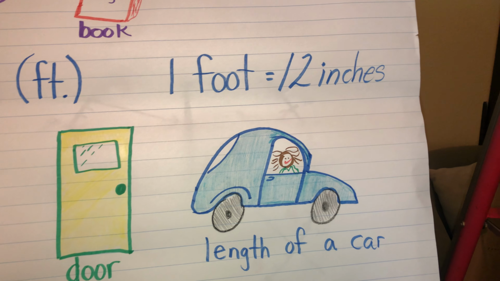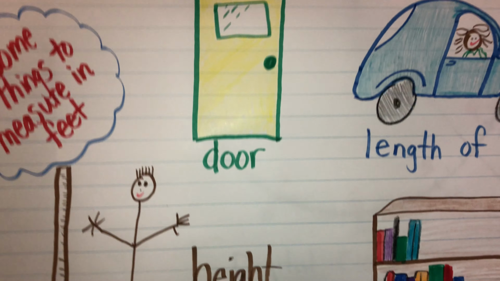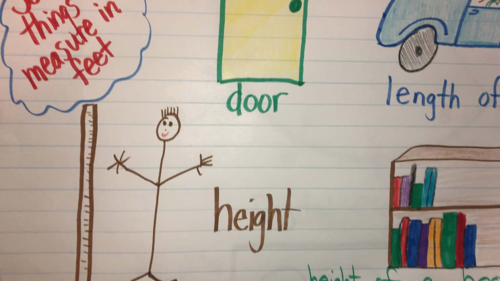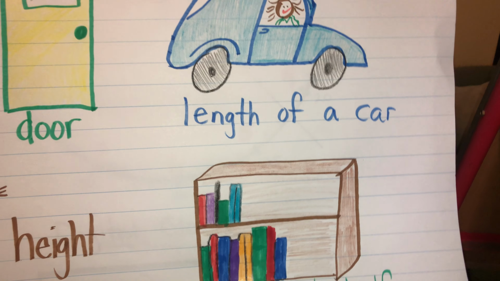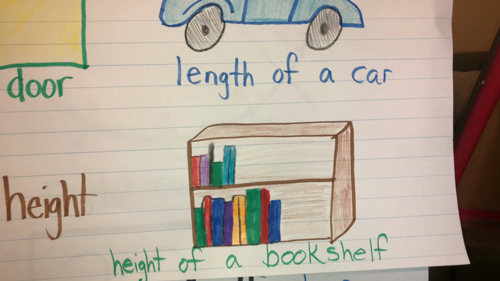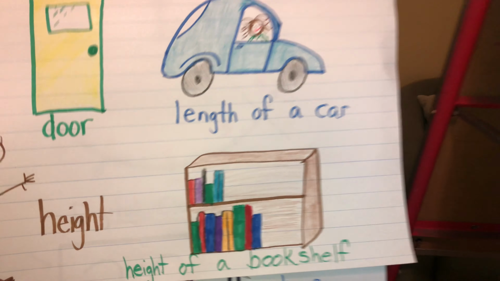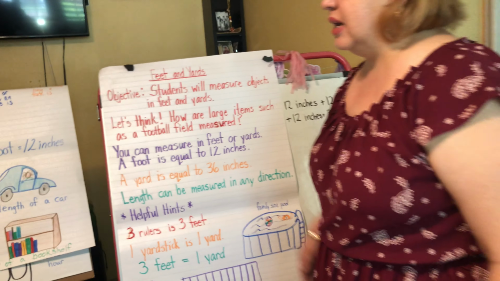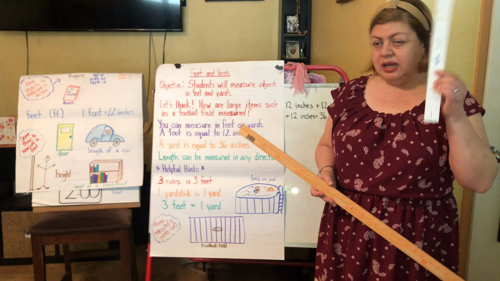You can measure a door in feet. You could figure out how tall you are, your height. Usually when you go to the doctor, they will tell you your height in feet once you are an adult. The length of a car, if you want to find out how long a car is. And also a bookshelf. If you want to find out how tall a bookshelf is, you can measure it in feet. If you want to find out how wide it is, you can also measure it in feet. So those are just some objects to give you an idea of things that we can measure in feet.